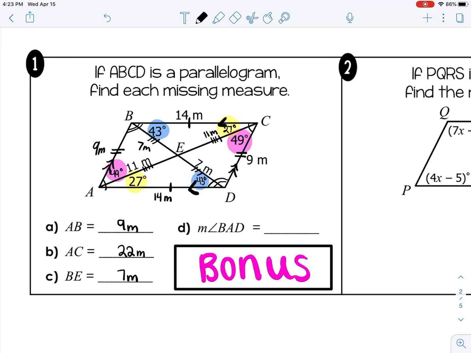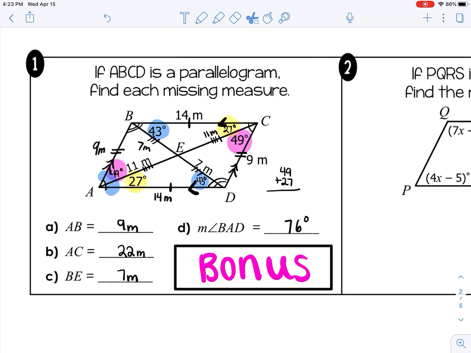So this question asks us, what is the measure of angle BAD? So this entire angle. To find that, we must add 49 plus 27. And when you do, you will get 76 degrees.